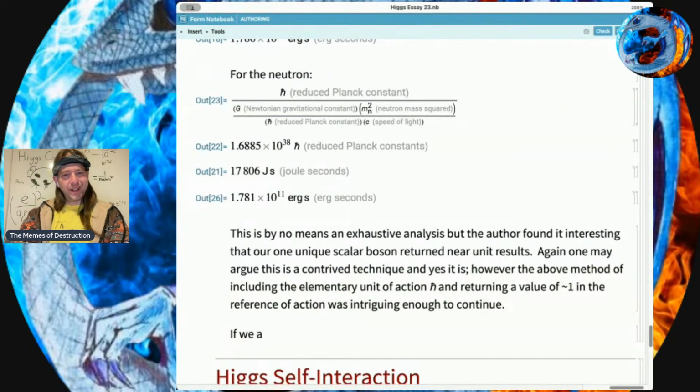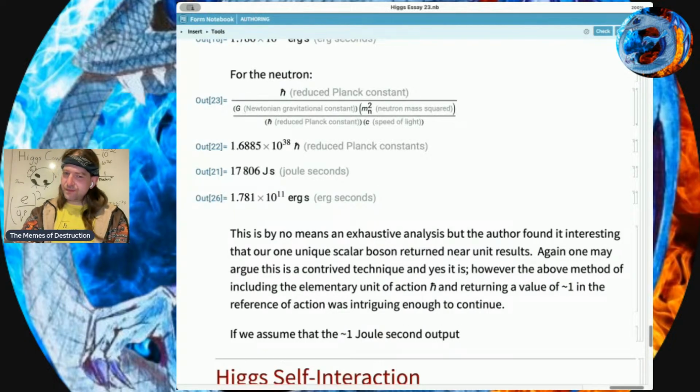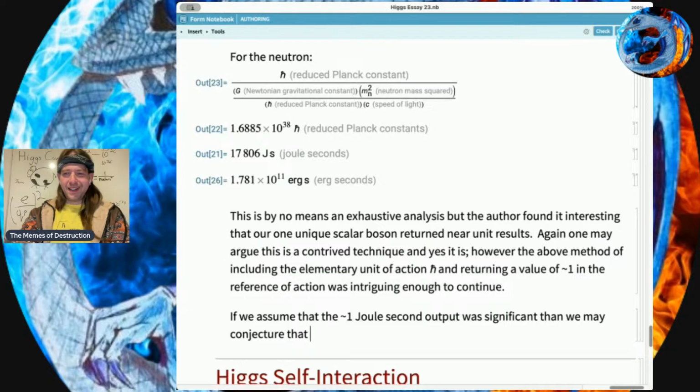If we assume the approximate 1 joule second output was significant, then we may conjecture that it should be precisely 1.